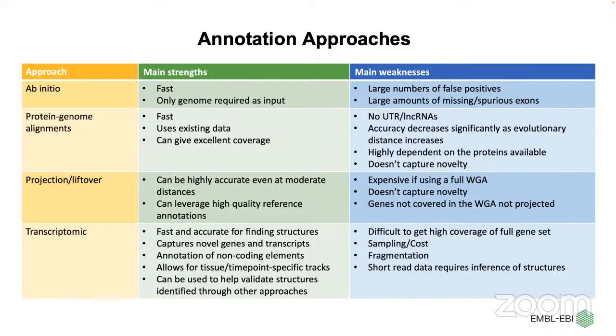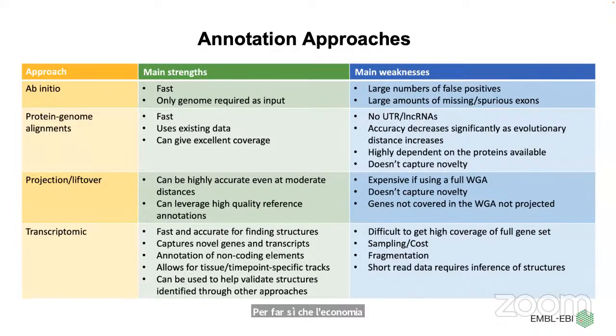The next method is protein to genome alignment, which, as the name suggests, we align a well-characterized set of proteins to the genome to infer the gene structure. These methods use existing data and they can give excellent coverage. However, since it's protein data which is being aligned to the genomes, usually they don't predict the untranslated regions or the long non-coding RNAs.